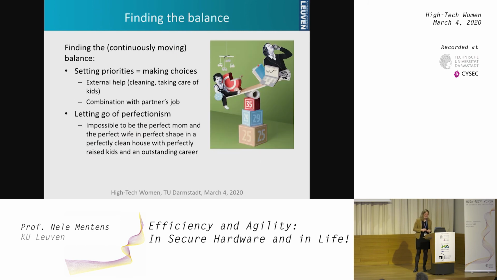So how to find a balance between all of these things, and the balance is also continuously moving. First thing is setting priorities. For us, we decided to get external help for some things, like cleaning and sometimes taking care of the kids. Choices also need to be made, like in combination with partner's job, so there's always a trade-off, let's say. But very important is also to let go of perfectionism. I think it's impossible to be a perfect mom, perfect wife, in perfect shape, with a perfectly clean house, perfectly raised kids, and an outstanding career. Impossible. So you can only do your best. And if you do your best and you're happy with yourself, then that should be more than enough.